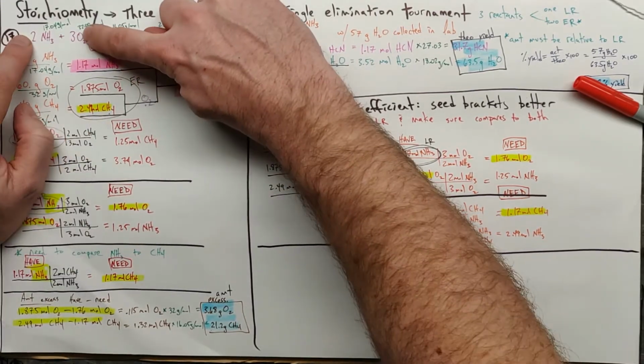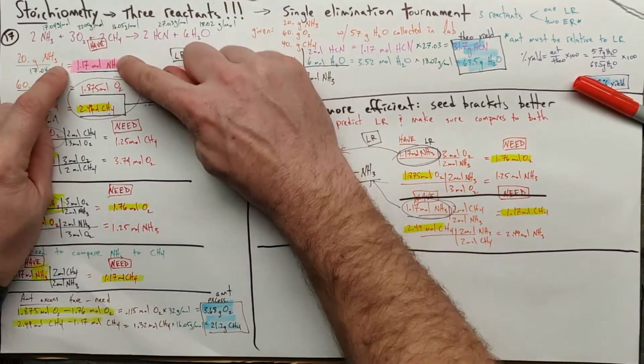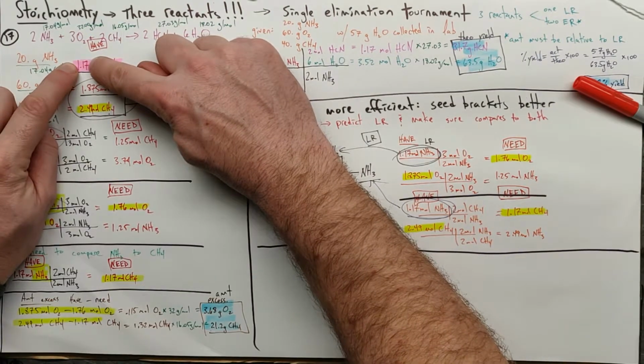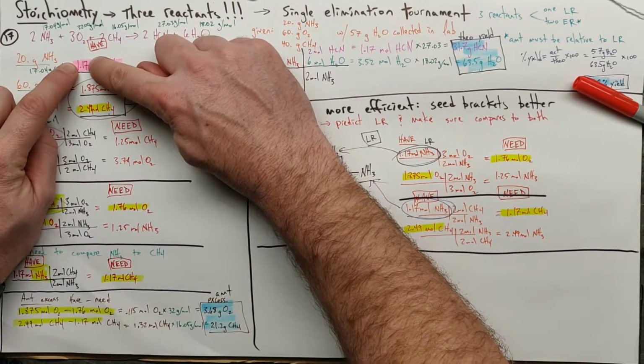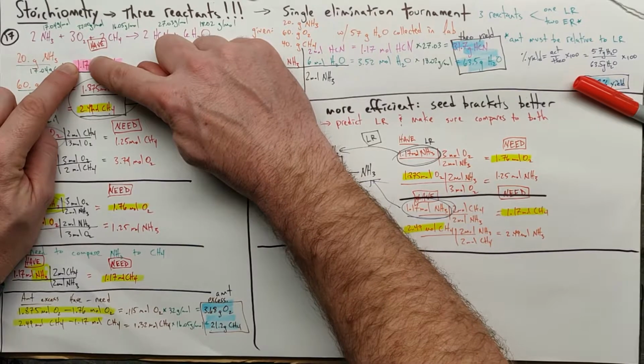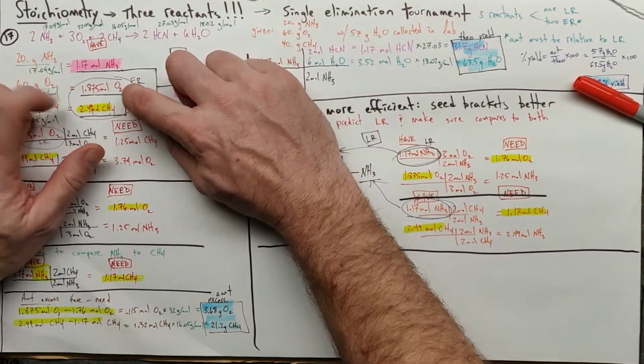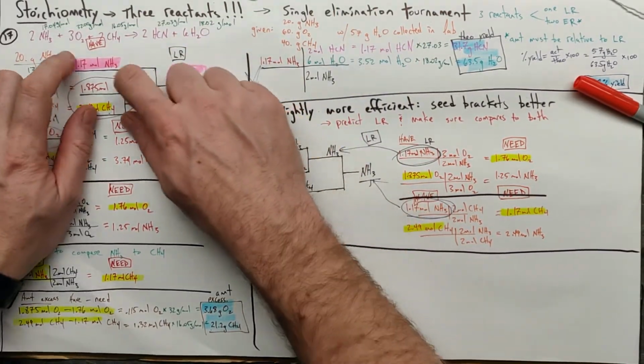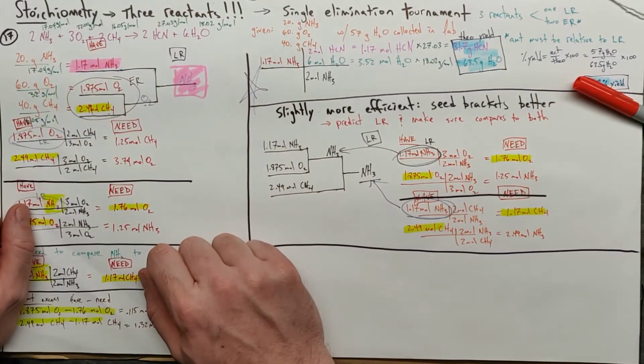So now I'm going to look at ammonia versus oxygen, which I did before, and you got to say, well, about half of that is 0.6. 1.17 plus 0.6 is 1.77. That's not enough ammonia to use up all that oxygen. So ammonia is going to be my limiting reactant.